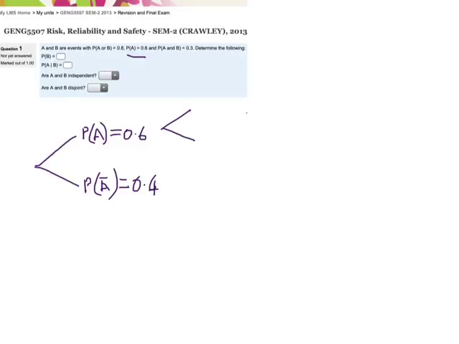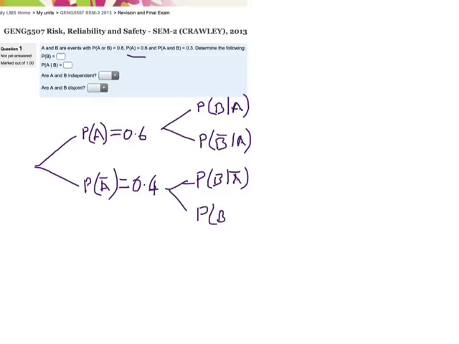Okay. So in this one we want the probability of B given A, and we don't know that yet, we haven't been given that. And this one's the probability of not B given A. And then we're going to have the probability of B given not A, and the probability of not B given not A. So let's see which ones of these we can get.